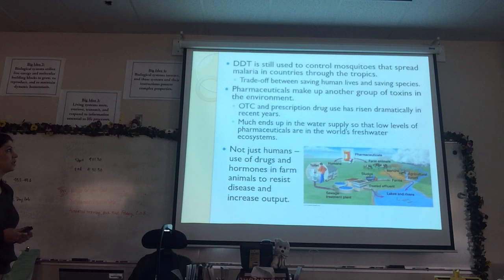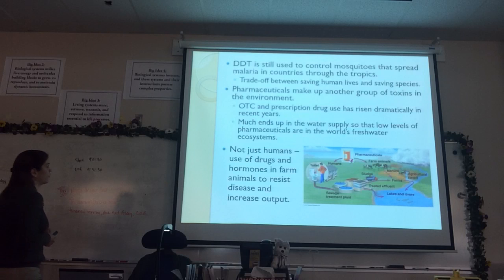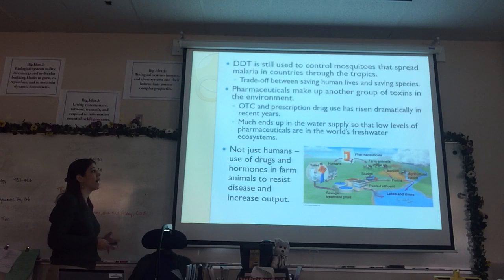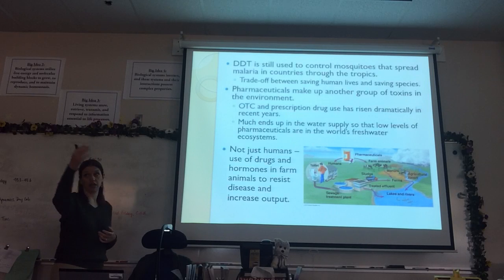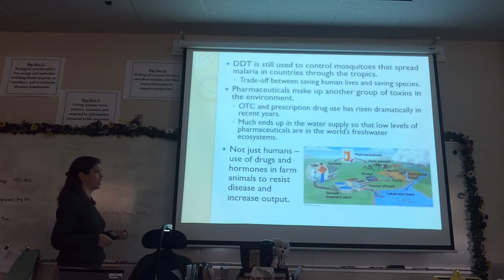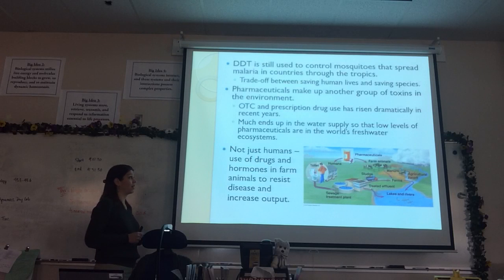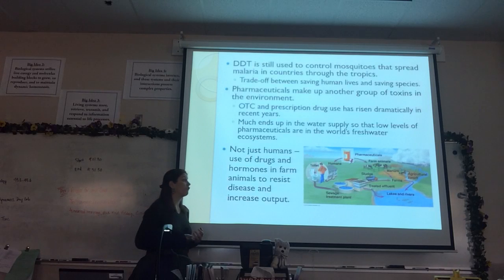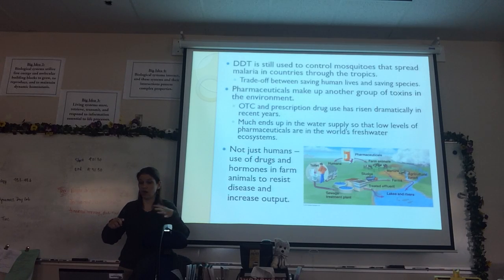Another way we get toxins into the environment is through pharmaceuticals. OTCs, over-the-counter and prescription drug use has risen dramatically in recent years, and much of it ends up in the water supply, so that low levels of pharmaceuticals are literally in all of the streams and rivers that we have here in North America. This isn't just a human thing, though. The use of drugs, specifically antibiotics and hormones in farming, they use them to resist disease and increase output. All of that stuff is eventually washed into the watershed.